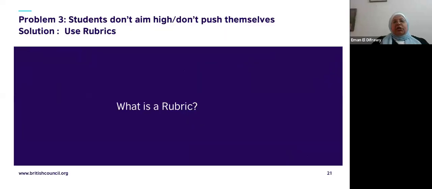So let's go to problem number 3. Students don't aim high, they don't push themselves to write enough details. So we can teach them, or we can use a rubric with our students. So what do you think? What is a rubric?